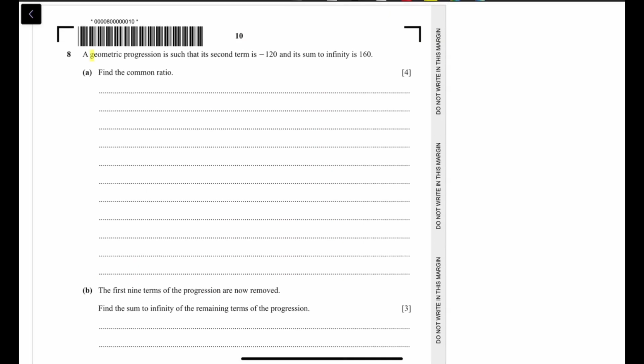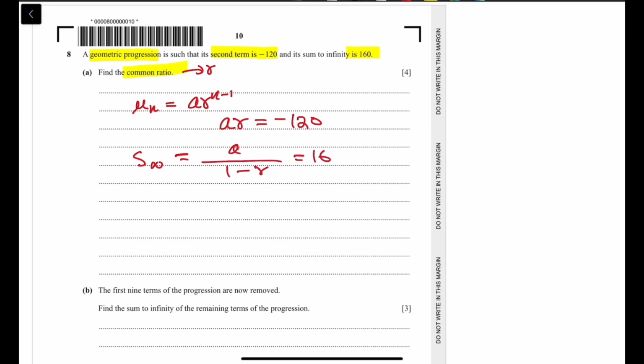Question 8. A geometric progression is such that the second term is negative 120 and the sum to infinity is 160. Find the common ratio. So our common ratio is our r. Any term in a geometric sequence, u_n equals ar to the power n minus 1. Our second term is going to be ar, which equals negative 120. Our sum to infinity is equal to a over 1 minus r, which equals 160.